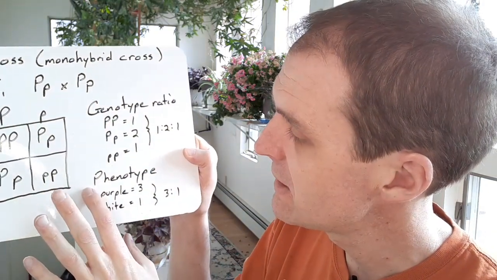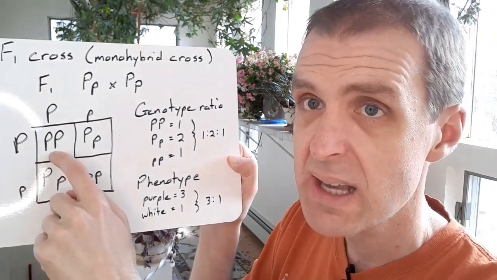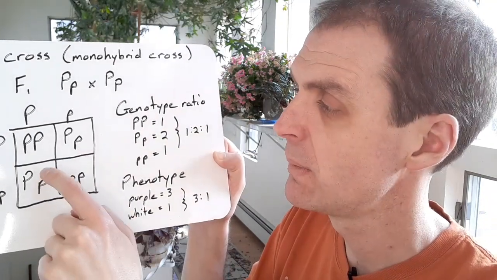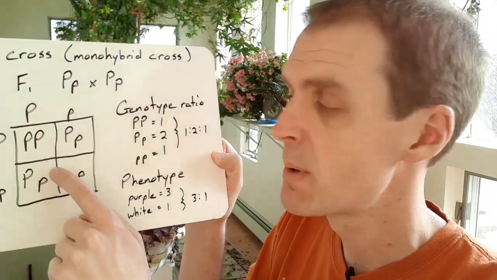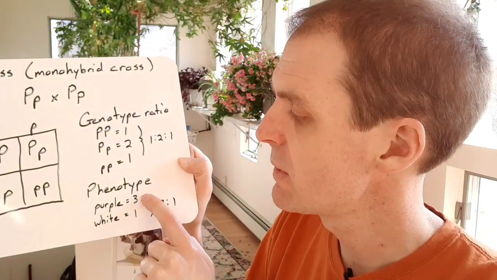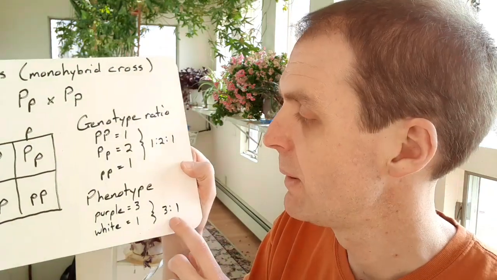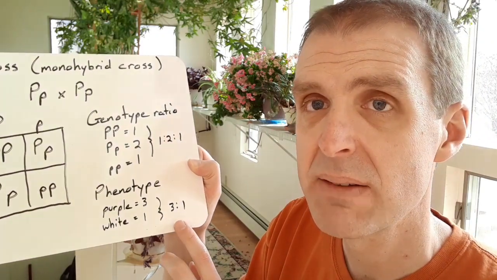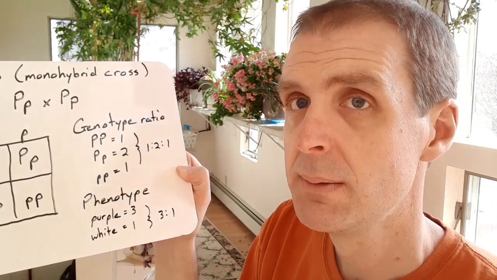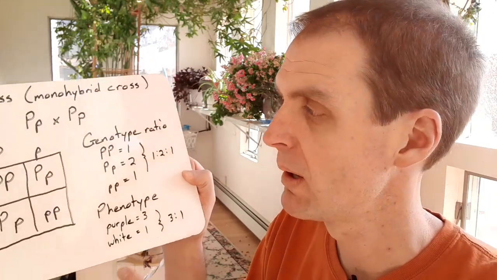And then the phenotype would be 3 purple and 1 white, because capital P, capital P makes a purple flower, capital P, lowercase p makes purple, capital P, lowercase p makes purple, and then the lowercase p, lowercase p makes white. So that is 3 purple for every white. So out of the seeds that you would get from that cross, you'd expect 75% to give you purple flowering peas, and 25% to give you white flowering peas.